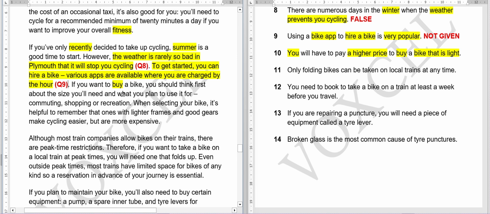If you want to buy a bike, you should think first about the size you will need and what you plan to use it for: commuting, shopping, or recreation. When selecting your bike, it's helpful to remember that ones with lighter frames and good gears make cycling easier but are more expensive. Okay, so here is lighter frame. So this is our location. You will get around 10 seconds to tell me the answer to this question. Time starts now.